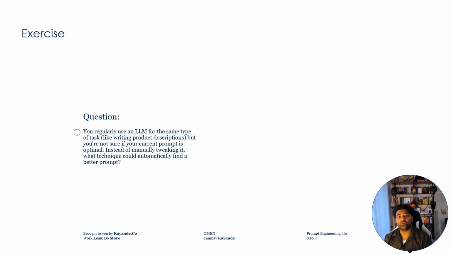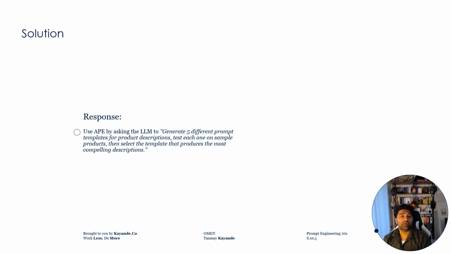You regularly use an LLM for the same type of task, like writing product descriptions, but you're not sure if your current prompt is optimal. Instead of tweaking it, what technique could automatically find a better prompt? I'll give you a couple seconds. Use APE by asking the LLM to generate 5 different prompt templates for product descriptions, test each one on sample products, and then select the template that produces the most compelling descriptions.